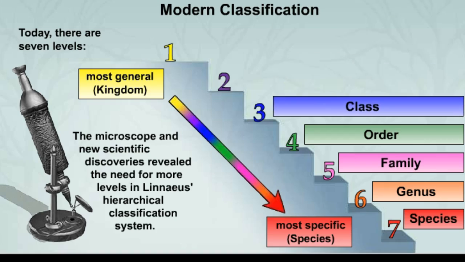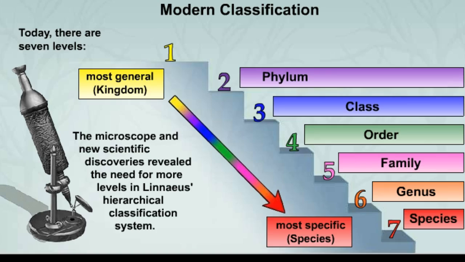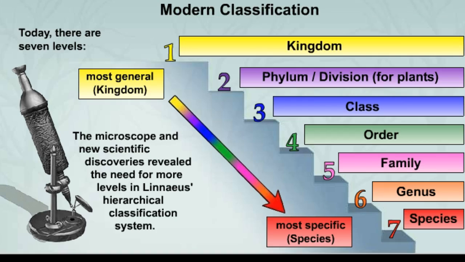Classes are grouped differently for plants and animals. In animals, classes are grouped to form phyla. Classes of plants, however, are grouped into divisions. Phyla or divisions are then grouped together to form the largest, most general grouping, the kingdom.